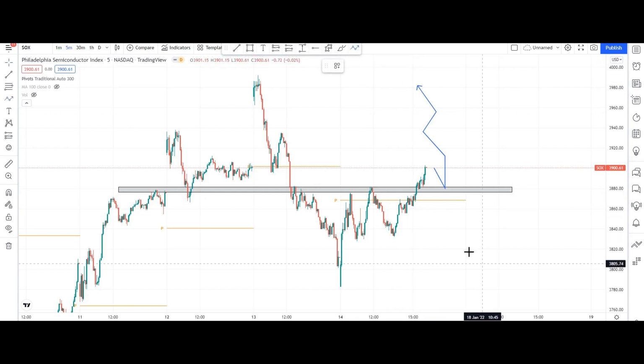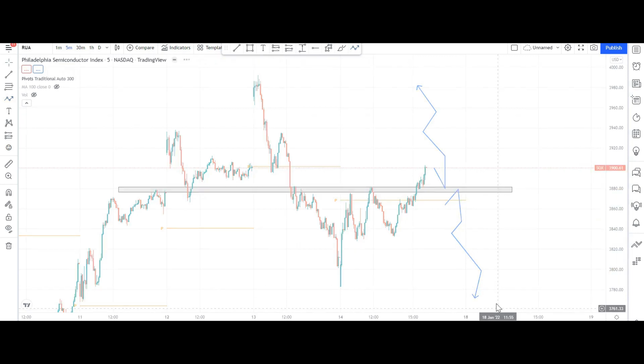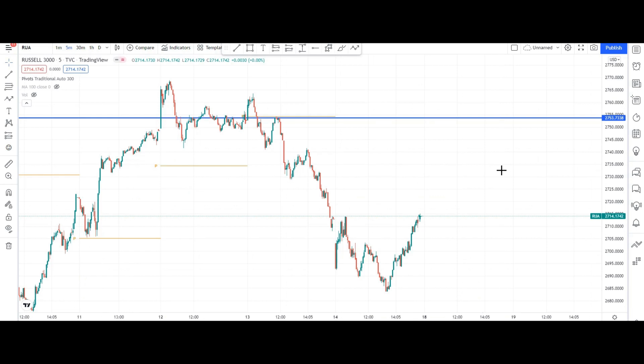Okay, if it takes resistance, your first target, second target, third target, and fourth target. These are the four targets on the downside. Okay guys, this is the momentum which you have to carry out.